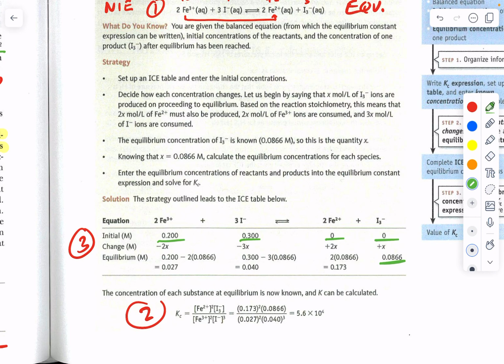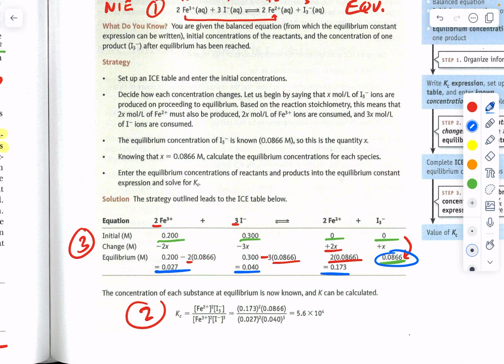In order to go from beginning to end here, I'm going to have to increase by 0.0866, which means because this is 2x, I'm going to have to increase by 2 times 0.0866. And because this exponent is 3, I'm going to have to subtract 3 times 0.0866. And because this coefficient is 2, I'm going to have to subtract 2 times 0.0866. And once I do that, I can get my final results. I need that, that, that, and that.